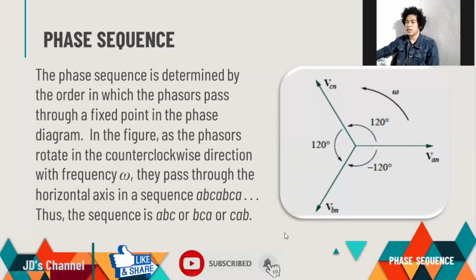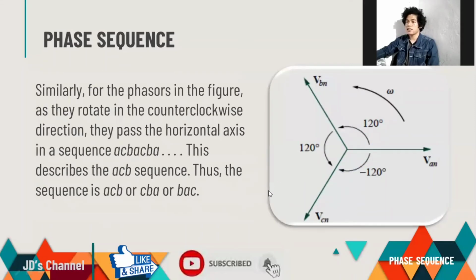And the next one, class, is similarly, for the phasor in the figure, this one, as you can see, what sequence is this? It is our negative sequence. So, same thing: if you start at A, it is ACB; if you start at C, it is CBA; or if you start at B, it becomes BAC.